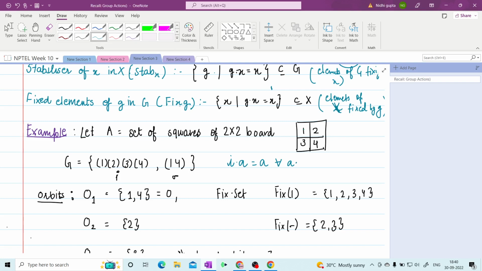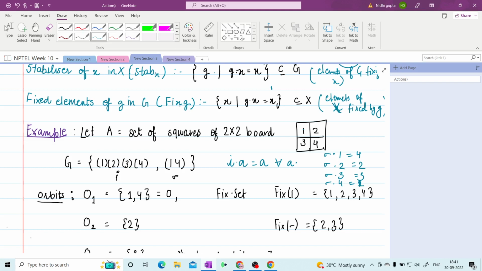So how is sigma acting on our set A? We see sigma dot 1 is 4, sigma dot 2 is 2 because 2 is fixed by sigma. Sigma is basically a reflection by the diagonal, so 1 goes to 4, 4 goes to 1, and 2 and 3 are fixed. So sigma dot 1 is 4, sigma dot 2 is 2, sigma dot 3 is 3, and sigma dot 4 is 1.